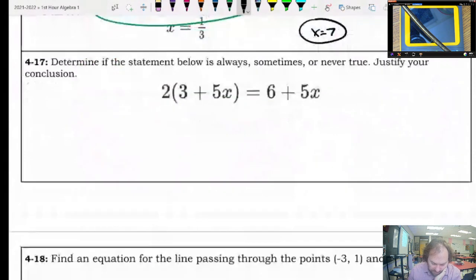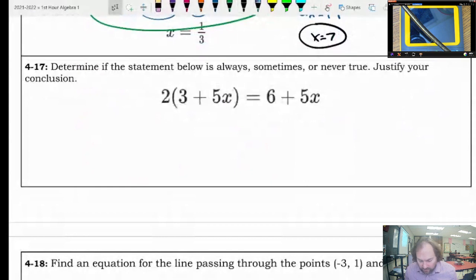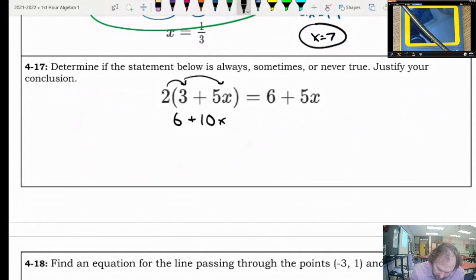Let's see, 417. Determine if the statement below is always, sometimes, or never true. Justify your conclusion. Let's go ahead and start trying to solve it. 2 times 3 is 6. 2 times 5 is 10. So 6 plus 10x equals 6 plus 5x.